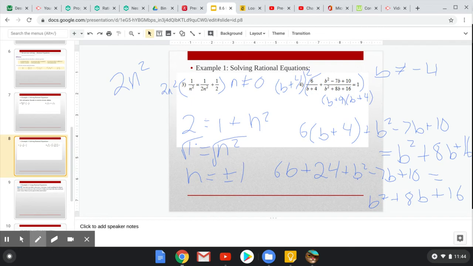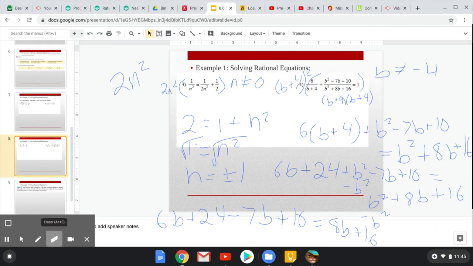Actually, on second thought, let's look at this. If I subtract b squared from both sides, b squared minus b squared, my b squareds are actually going to cancel. So this is going to end up being linear because my b squareds canceled. So I have 6b plus 24 minus 7b plus 10 equals 8b plus 16. Sorry for the things running together. I'm going to do some erasing so that I have more room to write.